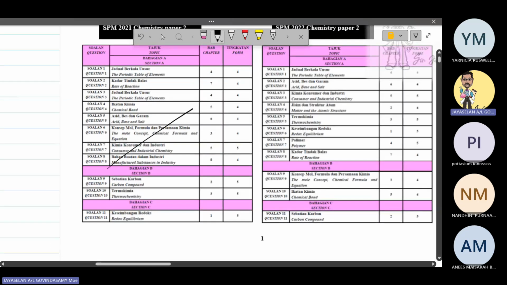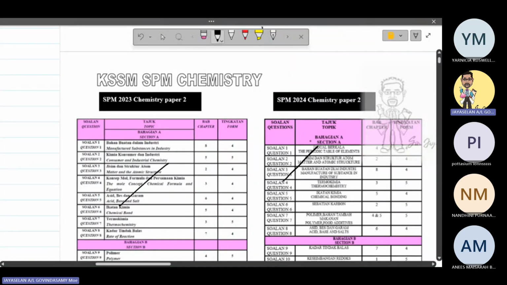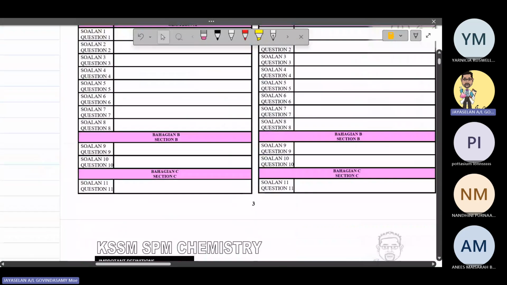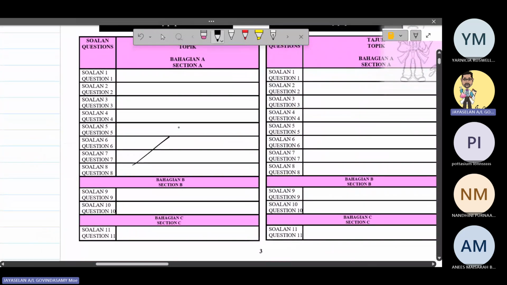Study this. Okay, y'all try to predict this one also. This is 2021, 22, 23, 24. Study this. After that, this is mine. Don't disturb this. This one, you all can write on your own.